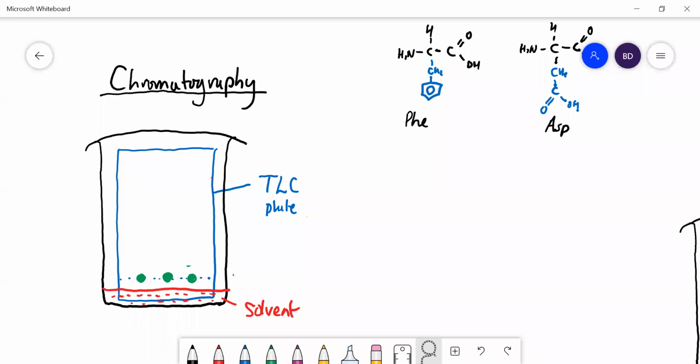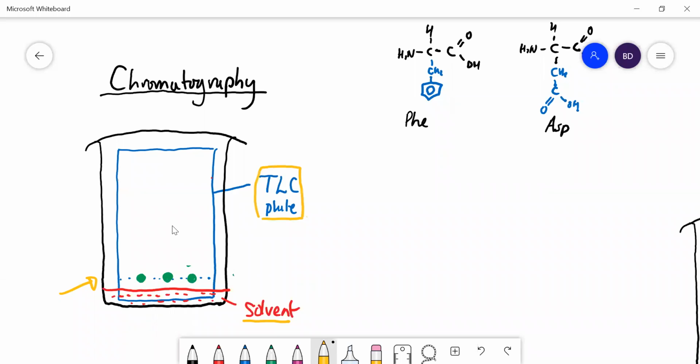Okay, this is chromatography. This is a method of separating a mixture of substances. And generally speaking, it is done to find out what's in there rather than as a way of preparing a large amount of substance. So it's more analytical rather than preparative. We've got a beaker with solvent at the bottom, and we've got a TLC plate in there.